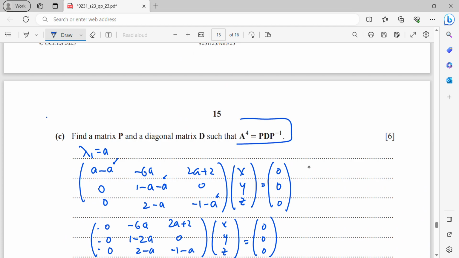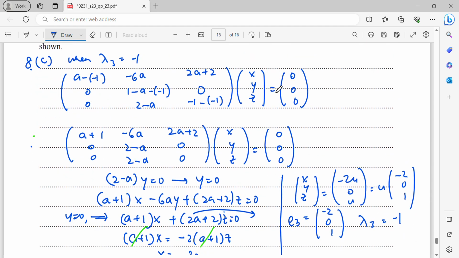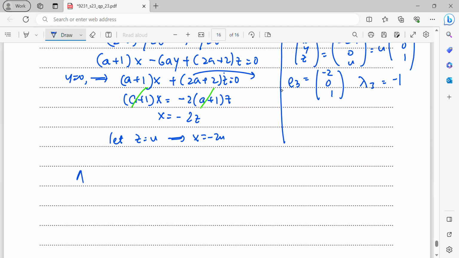Okay, look at here. This is A degree 4 equals to P D P inverse. So A degree 4 equals to P D P inverse. So basically the D will be the degree 4 of the eigenvalues. Alright, so my D will be, first eigenvalue is a, so a degree 4. Second eigenvalue is 1 minus a, now becomes degree 4.